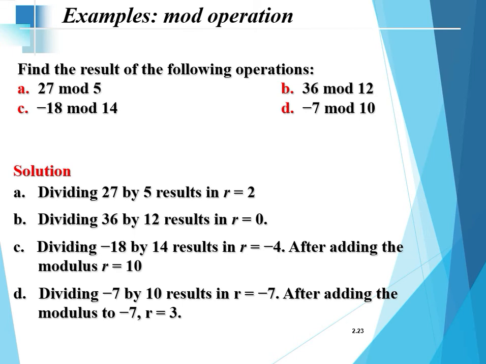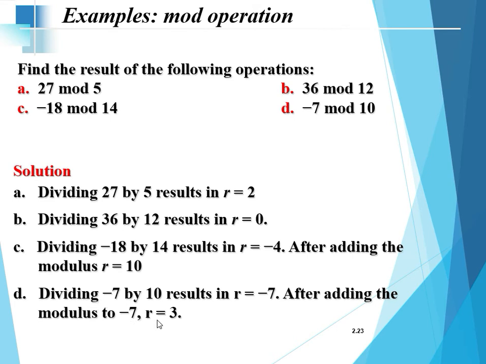Similarly, we will perform another modulo operation in the other example, which is negative 7 mod 10. This is also a similar case. If we go for the shortcut, then we can say 10 into negative 1, which is negative 10. So the remaining value is 3.